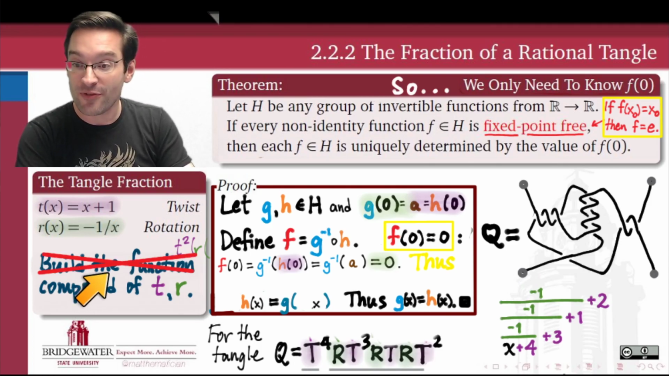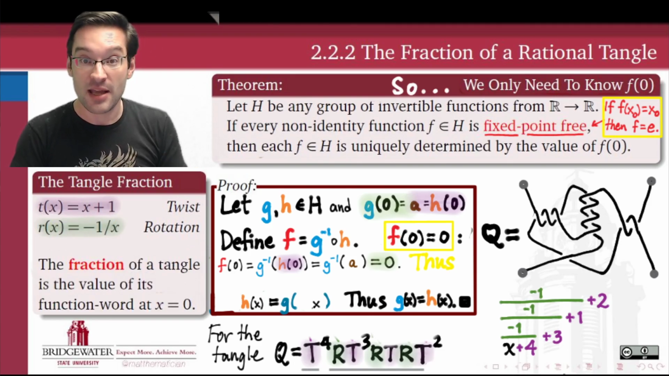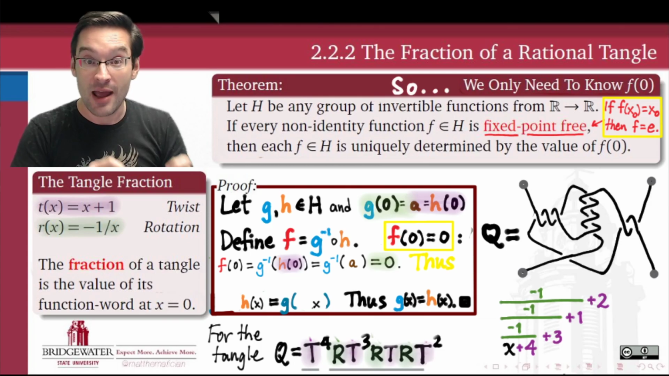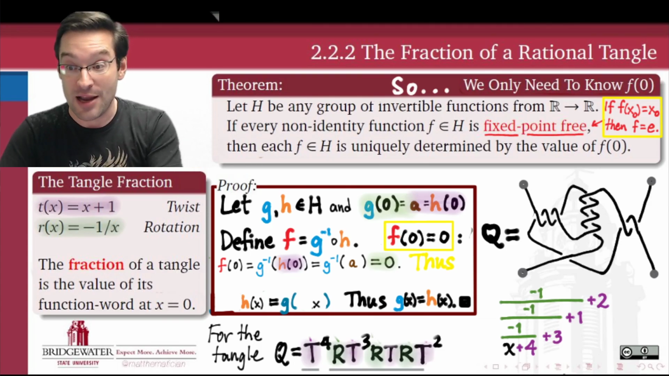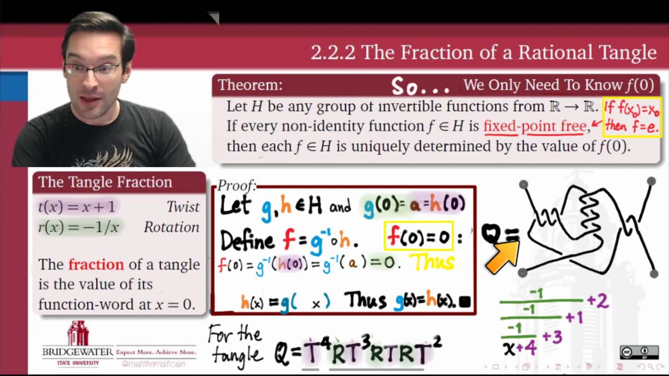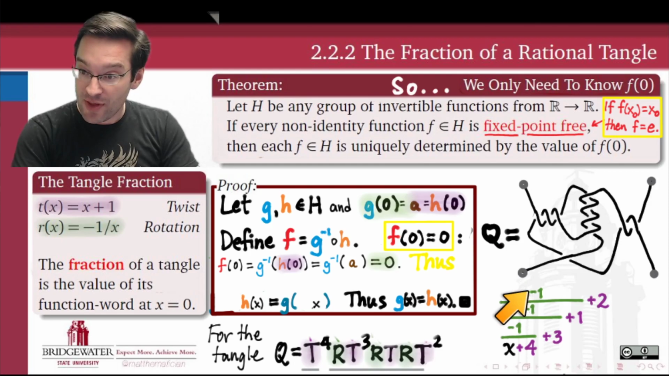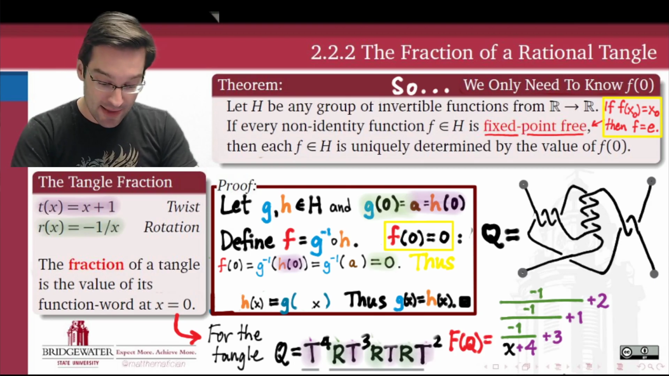Instead of building the function out of t's and r's, we're going to build the rational number that's obtained by evaluating that function at x equals 0. And we're going to call that the fraction of that rational tangle. So what is the fraction of this rational tangle? It is the value of this continued fraction function that we built evaluated at x equals 0. We're going to call that capital F of q.